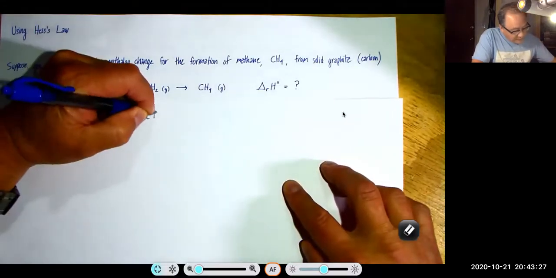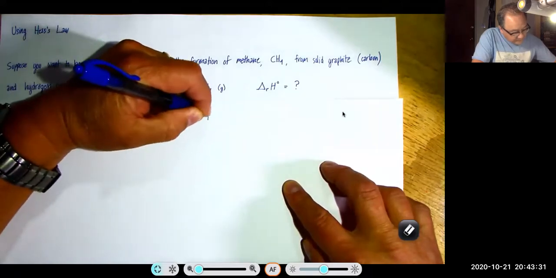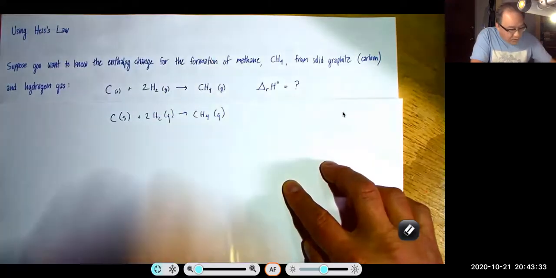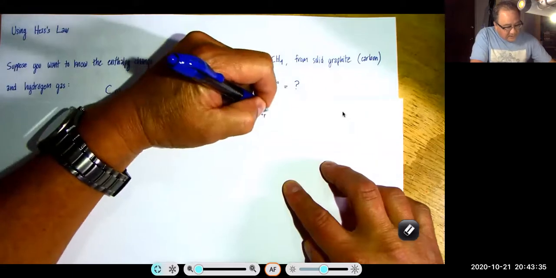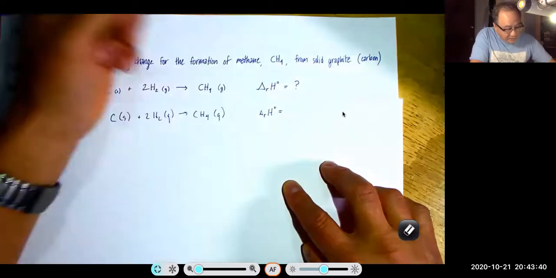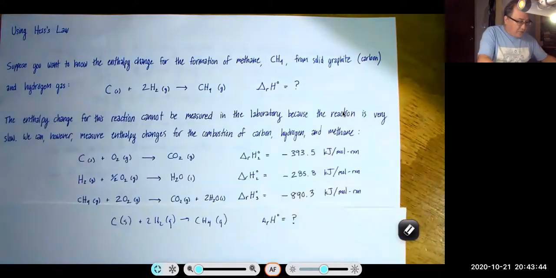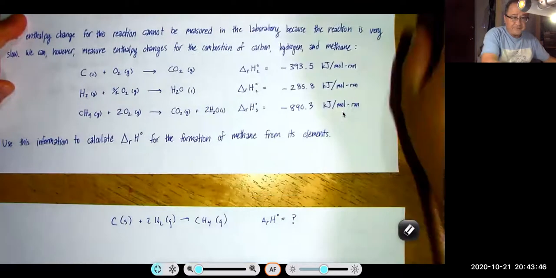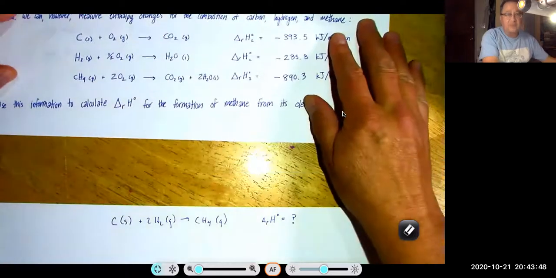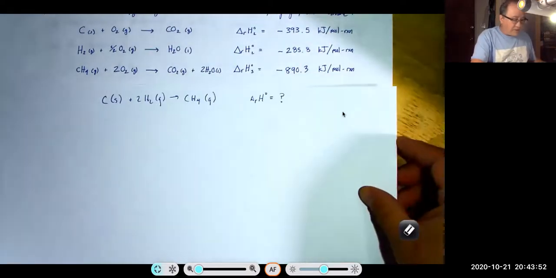onto this sheet of paper. And we're going to write delta H naught of reaction is equal to what? All right, so here are the three reactions that we get to use. I'm going to move the piece of paper up so that we can focus on these three reactions. And let me show you how you go about doing this.